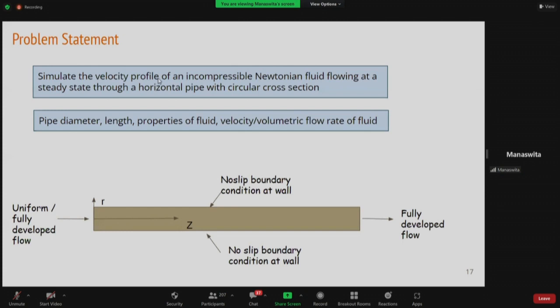Now, one more thing I should have written here: for analytical solution, if we need to get any analytical solution, we should make one assumption here, that the flow is fully developed. That's what I have written here. See, when we are writing the boundary conditions here, we said at the wall it is a no slip condition. That means fluid assumes the velocity of the solid at the wall.